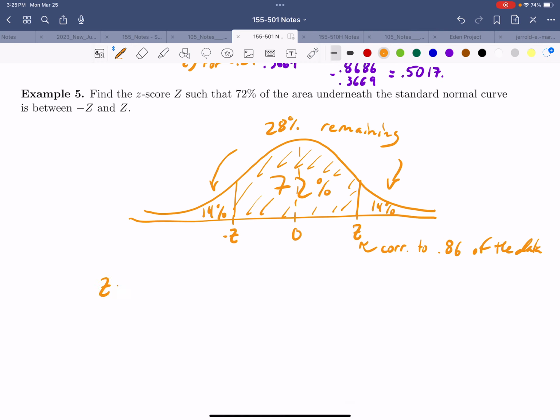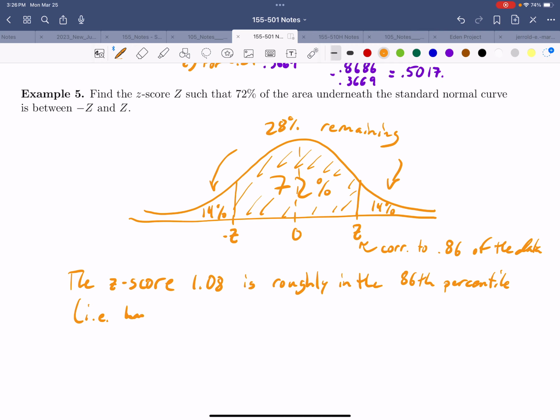So we'll say the z-score, let me just make sure that this is a lowercase z, the z-score 1.08 is roughly in the 86th percentile, i.e. is greater than 0.86 of the data. Okay, so now it's 1.08, right there.